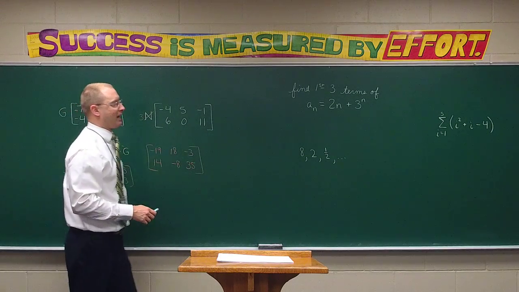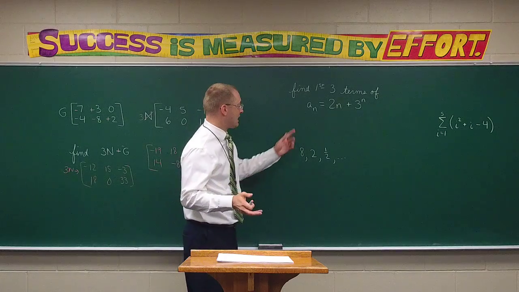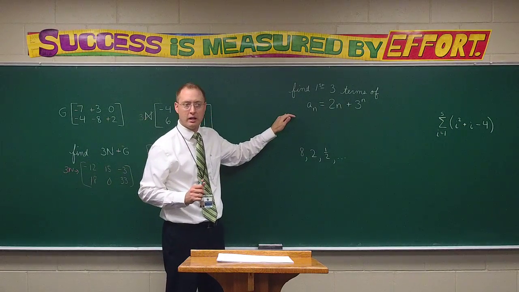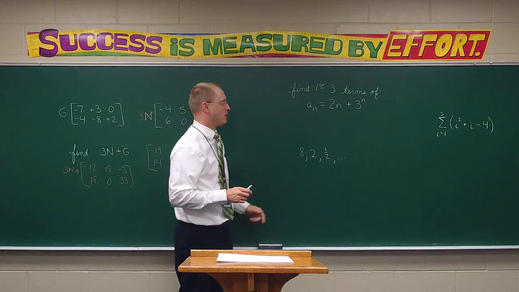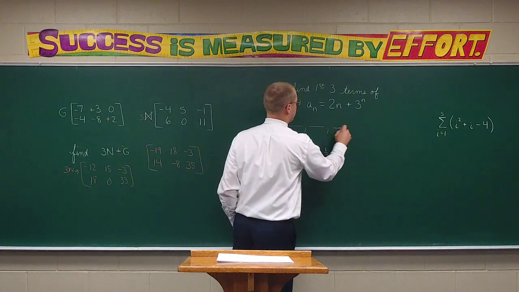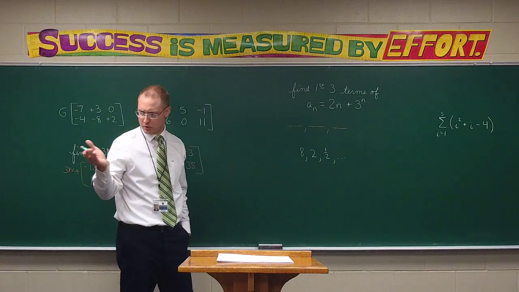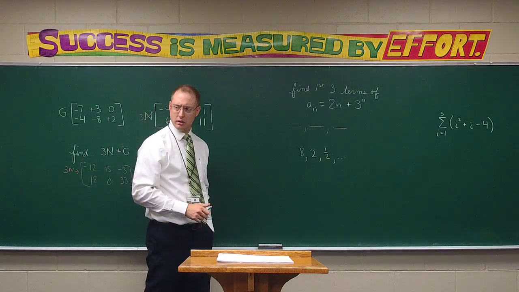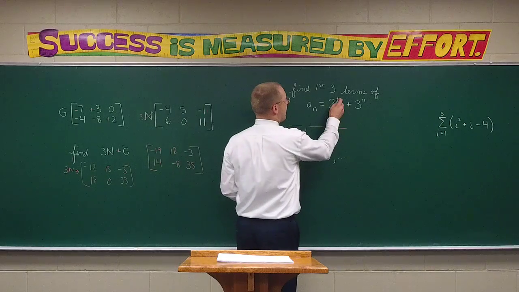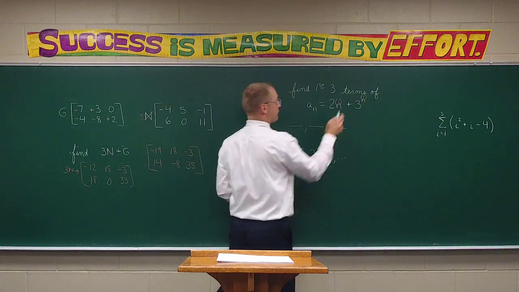We then talked about sequences, remember, and we said that a rule that the terms in a sequence follow, class, is called the algorithm. So here's our algorithm. We want the first 3 terms. Term 1, term 2, term 3. How would I find those 3 terms? Audrey? You plug in. Good.